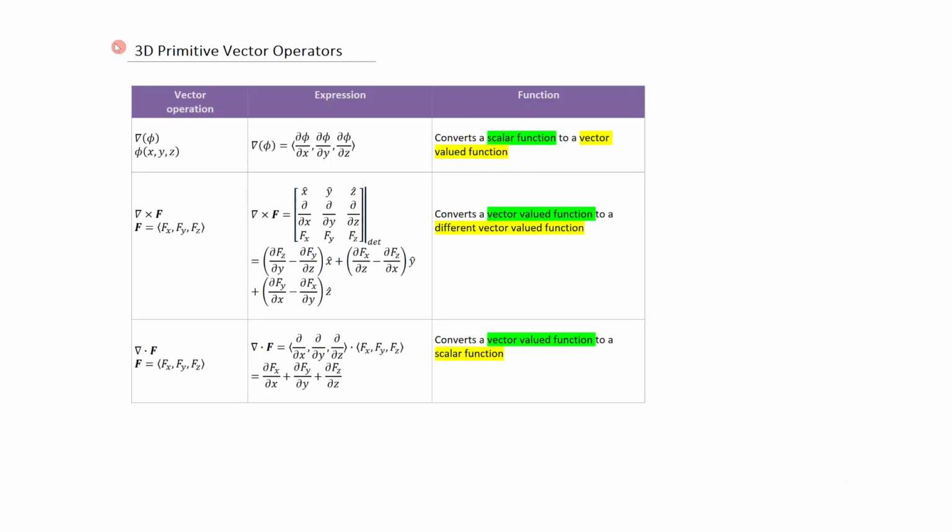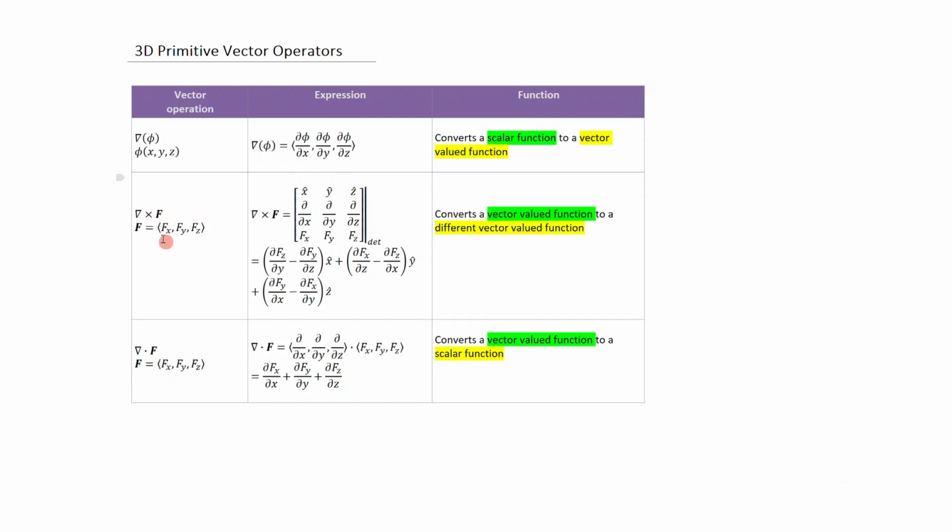Alright, so this is essentially a slide summarizing the 3 basic, or what we call primitive, vector operators that we are now basically familiar with. We know basically what we mean by the gradient of a scalar function. We also now know what it means to take the curl of a vector field and the divergence of the vector field. And so in the second column, I've written everything out in specific form, phi being the scalar function. And so what we're doing is we're taking a scalar function and producing a vector, and the components of the vector are just the partial derivatives of the scalar function with respect to x, y, and z.